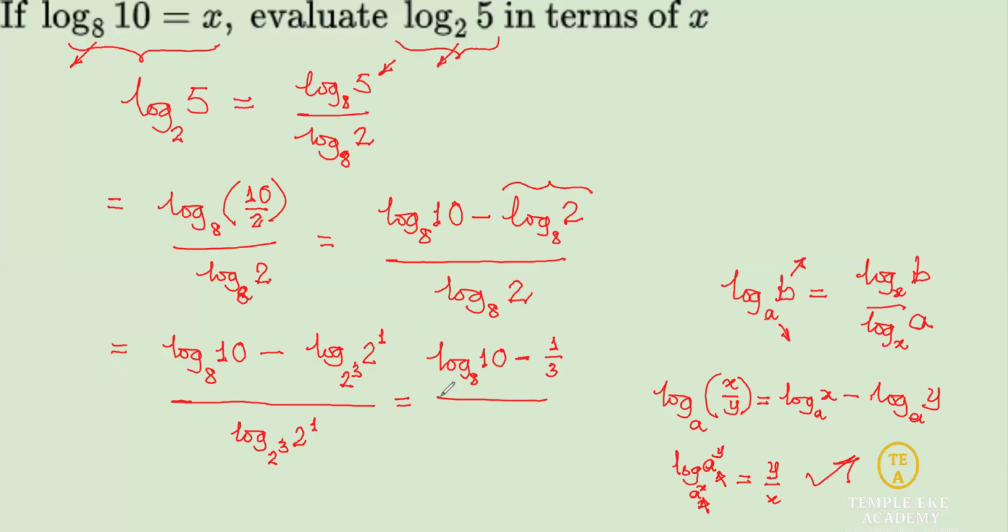Same thing in the denominator. Since we have 2 to the power, the result will be power up in the argument divided by power down in the base. Beautiful. And now the finishing is going to be by multiplying the numerator and denominator by 3. But before then, let us do the quick substitution. Logarithm to base 8 of 10 is given as x. So the continuation is we have x minus 1 over 3, all of this divided by 1 over 3.